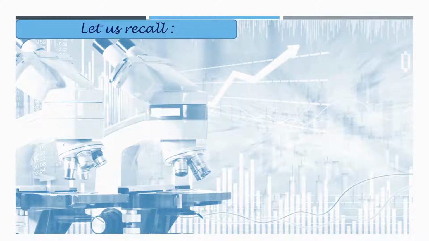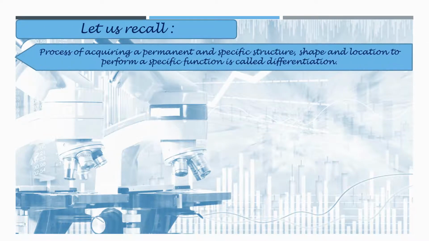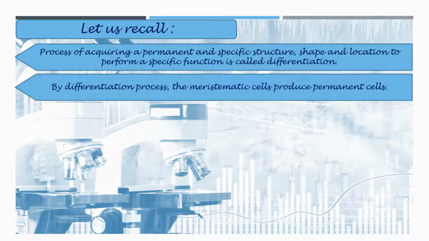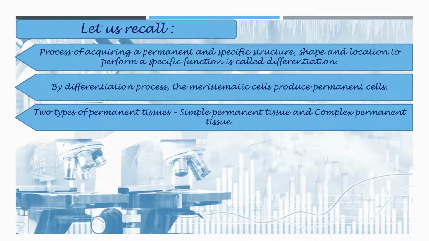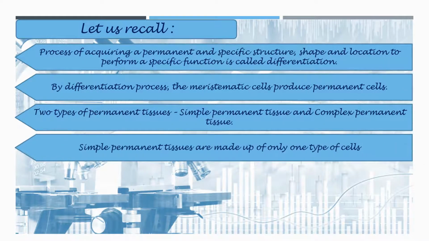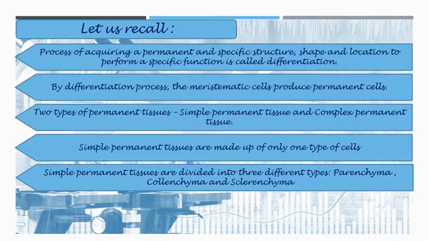Students, before beginning with the module, let us recall what we have studied in Module 3. We studied that the process of acquiring a permanent and specific structure, shape, and location to perform a specific function is called differentiation. By the differentiation process, the meristematic cells produce permanent cells. We studied the two types of permanent tissues: simple permanent tissue and complex permanent tissue. Simple permanent tissues are made up of only one type of cells, and they are divided into three types: parenchyma, collenchyma, and sclerenchyma.